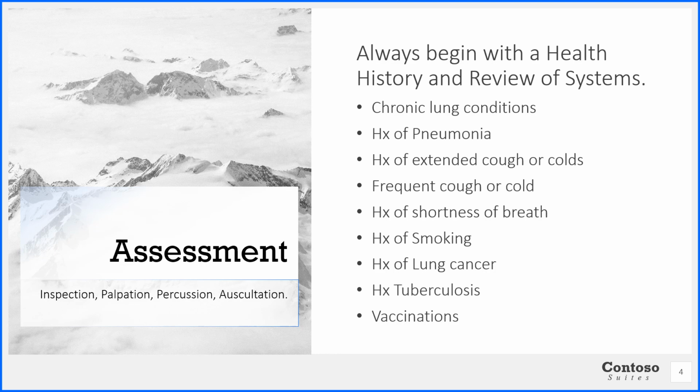History review of symptoms, chronic lung conditions, so that would be our COPD, history of pneumonia, whether or not the patient has had pneumonia before or has it now, extended coughs or colds. These are things that you're definitely going to see in your chronic lung patients. Frequent cold or cough. Again, extended cold, frequent cold, usually they kind of go together. History of shortness of breath. Anytime a patient is short of breath, that's something that needs to be addressed.